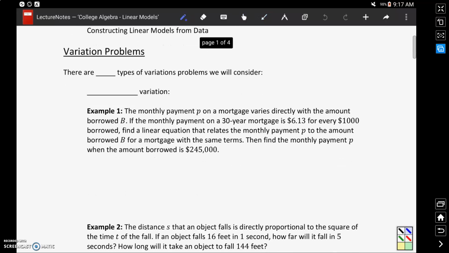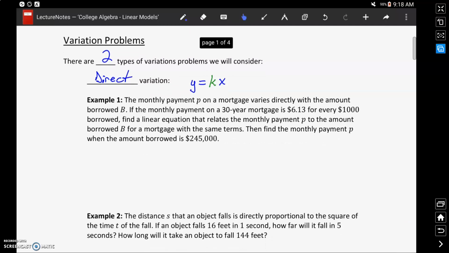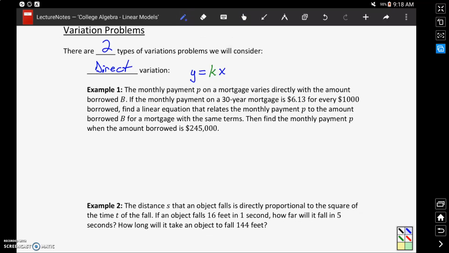In terms of variation problems, there are two types that we're going to consider. The first will be direct variation problems. Anytime we have a direct variation problem, we're going to look at setting up an equation of the form y equals k times x, where k is some constant that we'll need to solve for in order to produce that equation that we're after. In example 1, we're told that the monthly payment, P, on a mortgage varies directly.